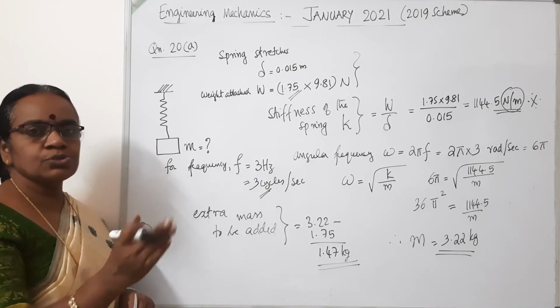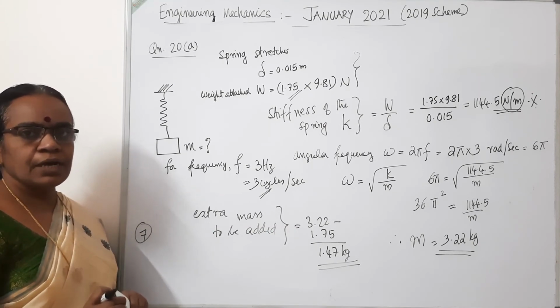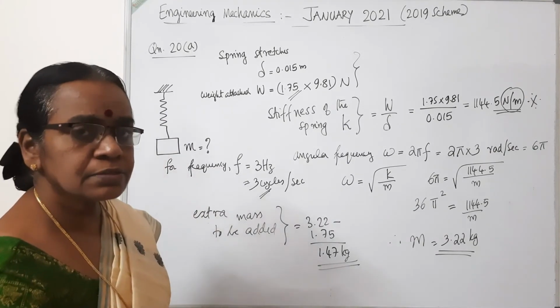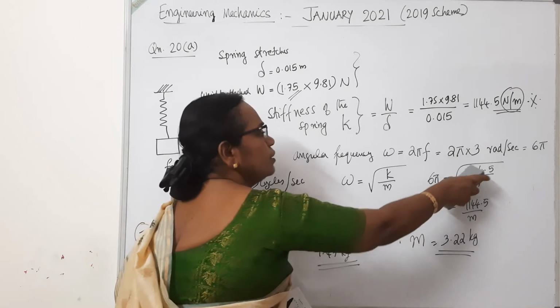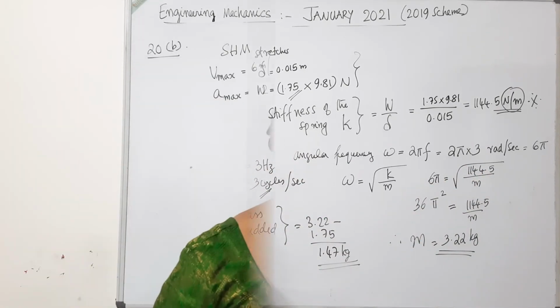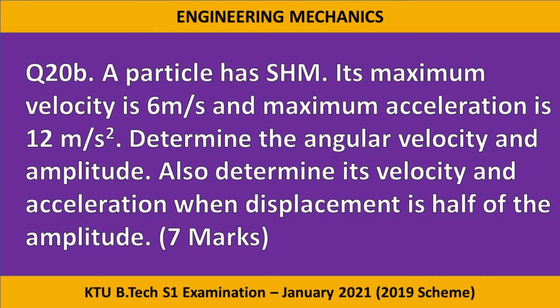It is asked in consecutive examinations, 2019 December and 2021 January. So just remember this one equation, omega equal to root of K by M, where K should be in Newton per meter. That is the only thing to be remembered. Next, pass on to question number 20b.